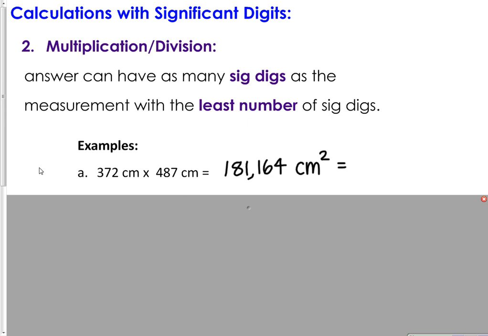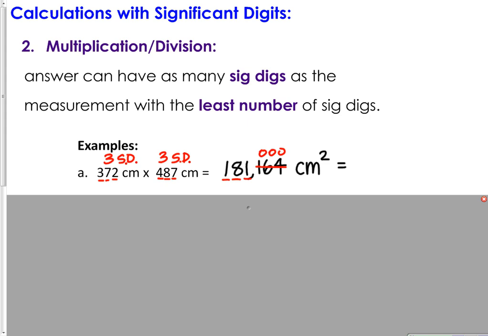So if you go to 372, the 3, the 7, and the 2 are all significant because they're not zeros. So this has 3 sigdigs. SD will stand for sigdigs. The number 487 also has 3 significant digits. So since both measurements have 3 significant digits, my answer can only contain 3 significant digits. I would want to keep from the beginning of the number the 1, the 8, and the 1, and everything else would have to turn into zeros.